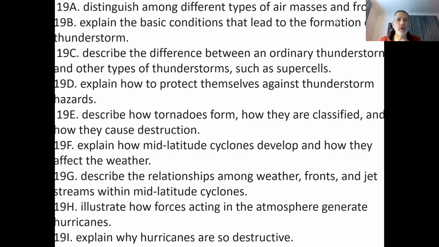This is from your book. The first thing that we're going to be doing is discussing and distinguishing the different types of air masses and fronts. Then we're going to look at the conditions that lead to the formation of a thunderstorm. Finally, next we're going to describe.